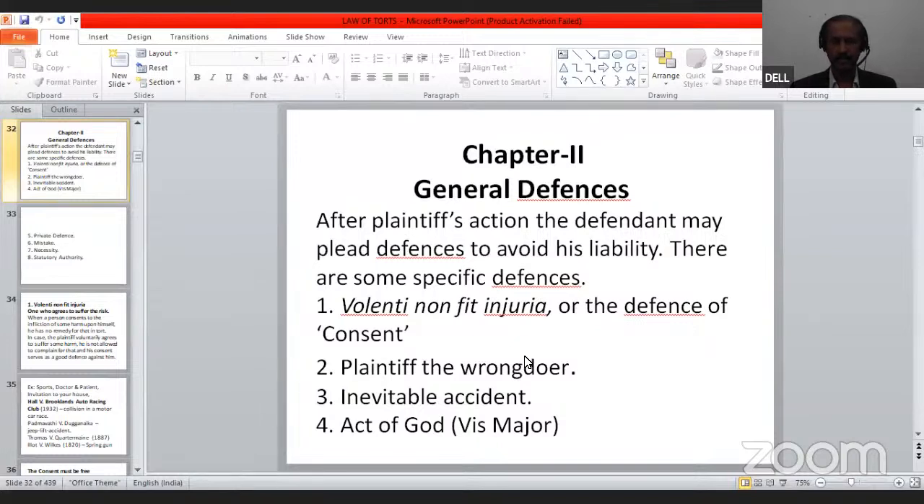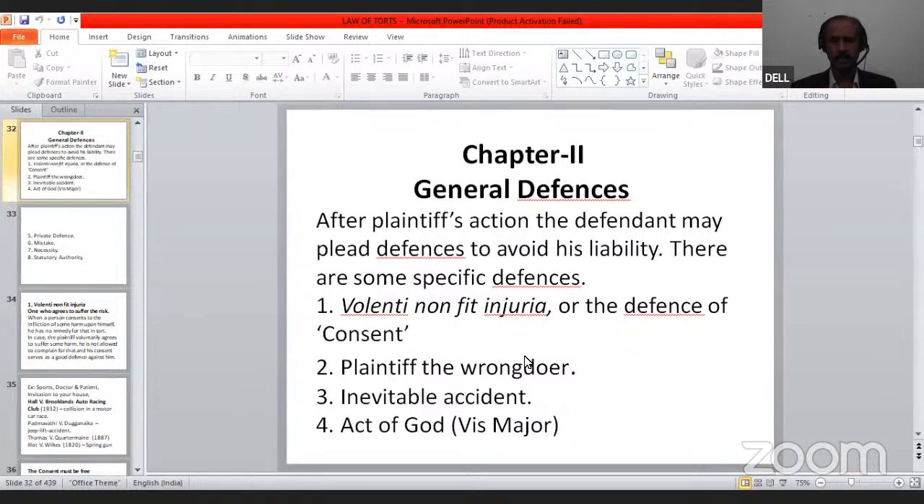In the second chapter, when we recognize the legal right, suppose in case of breach of duty by the defendant, the plaintiff takes action. But the principle we now adopt is that the other party actually has an opportunity to justify his stand, justify his act. He can take it as a defense, he can justify it. So there is another terminology used in this chapter.